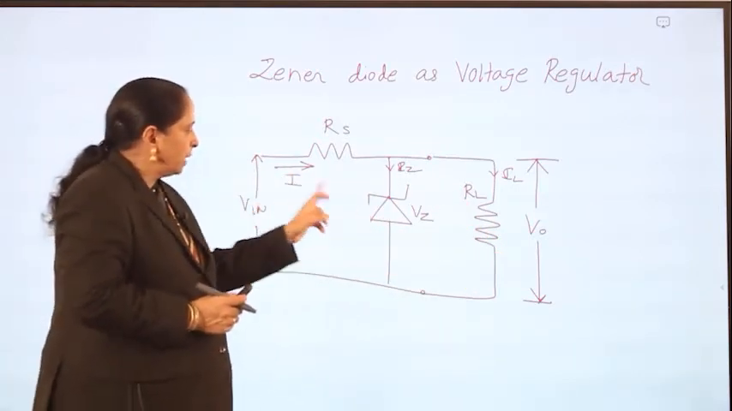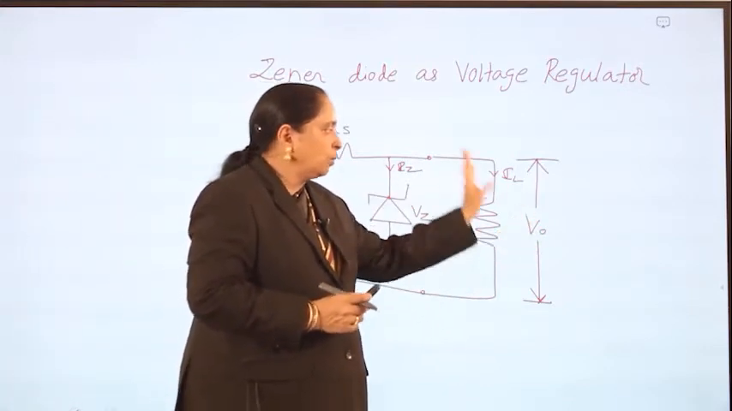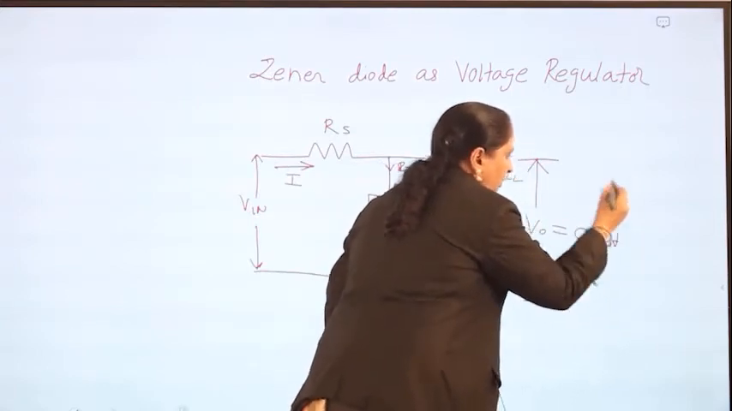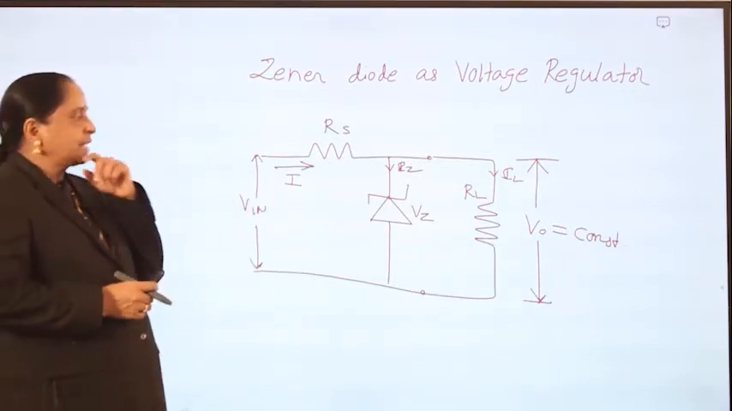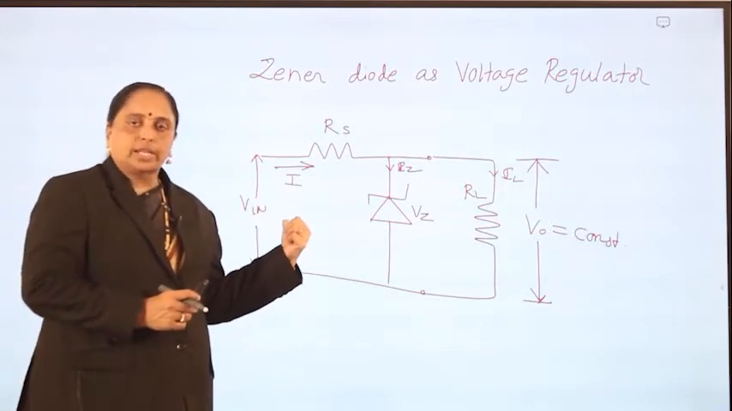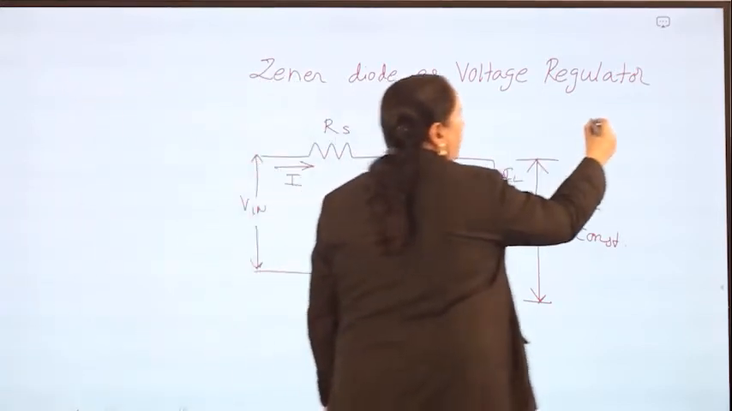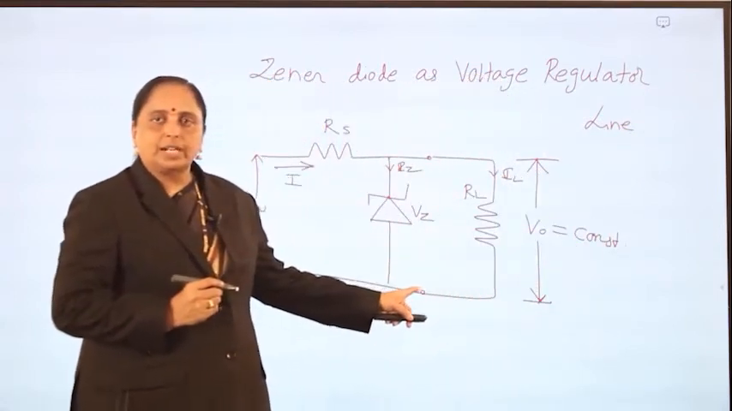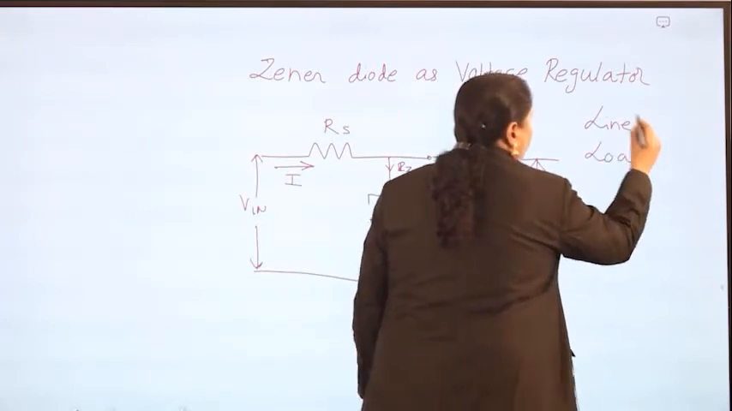Therefore, whatever may be the changes in the supply or in the load, the output voltage must be constant. This is the very purpose of maintaining voltage regulation at the output. Here we will study two special cases. If there are changes from the source side, we can call the source the line, so this is line regulation. And if there are changes at the output load side, we call this load regulation.